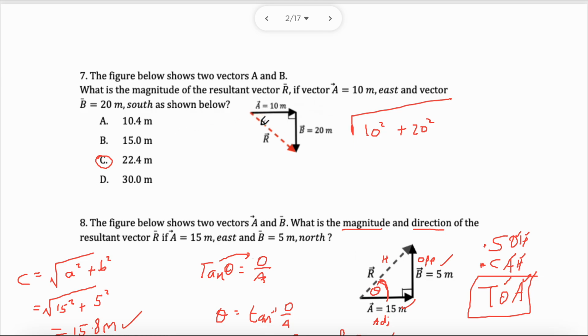Here is another example of using Pythagoras. The directions change, but they've given us the resultant. That's nice, they drew it for us. It'll be 10 squared plus 20 squared. Take the square root, and you should hopefully get 22.4.